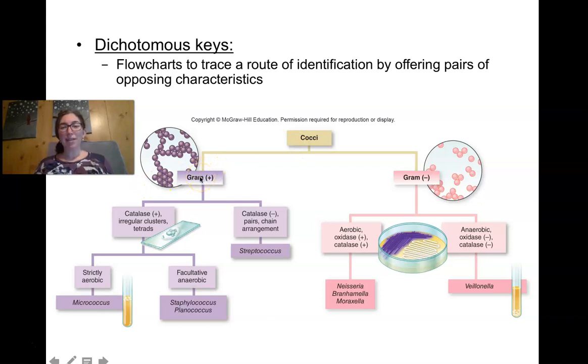Then maybe you'll do a catalase test next. And if it's catalase negative, then we probably are dealing with a streptococcus. If it's catalase positive, then you might do another test to look at whether it's anaerobic or aerobic, and that would give you ideas of what organism you're working with. So it's a flow chart that you can use as you're doing these phenotypic observations to determine what test you need to do next in order to identify what the organism is. And we just call those flow charts dichotomous keys.